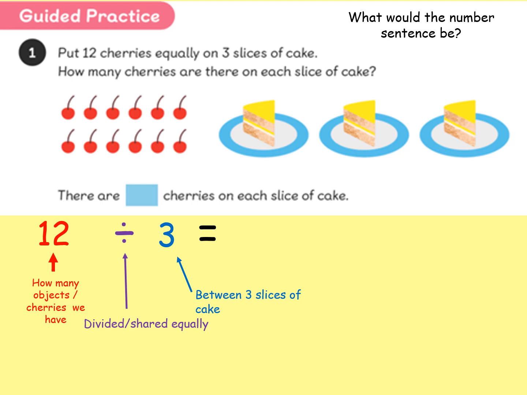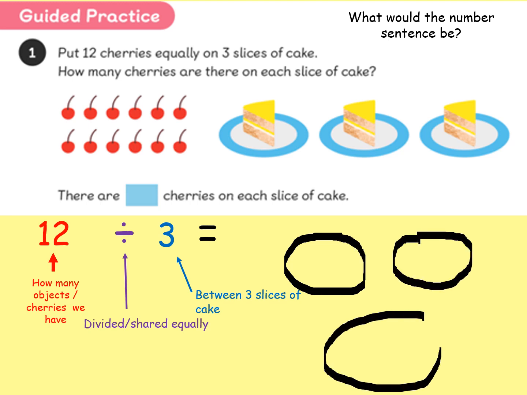You could get 12 objects, okay? You can pretend they're cherries and get 3 plates and you could share it out. Or we could draw it. Now I'm going to show you how we could draw it, so watch carefully. So, we know that we have 12 things and we're sharing them between 3 slices of cake. I'm going to draw my 3 slices of cake. There's 1, 2, 3. There's my 3 slices of cake.